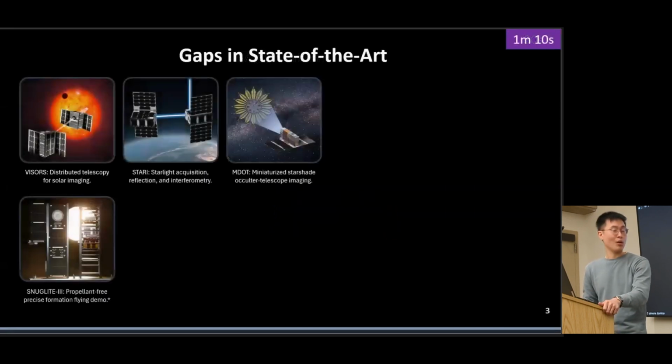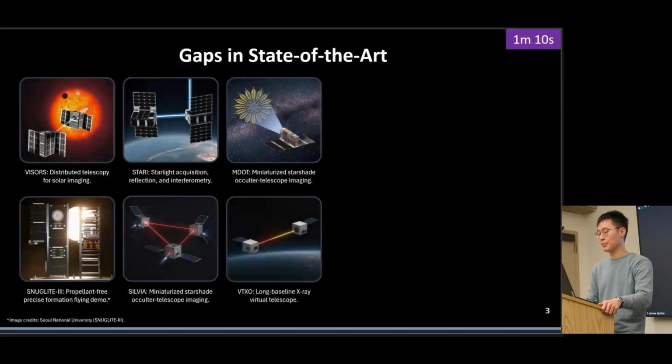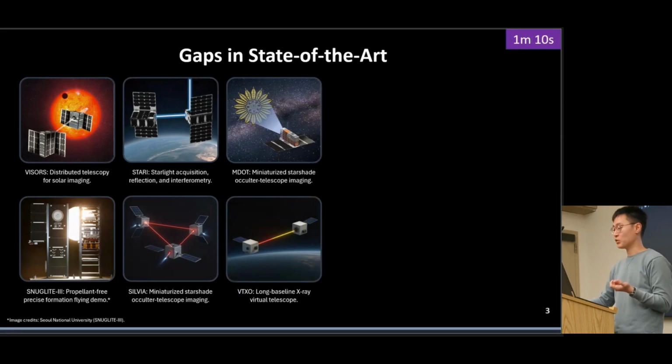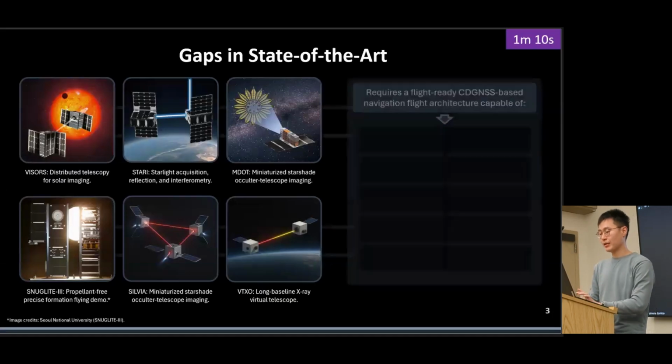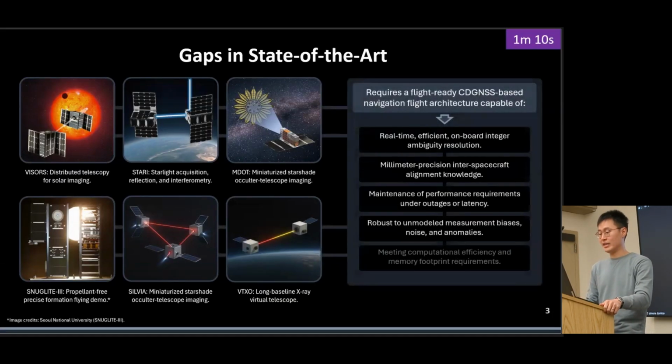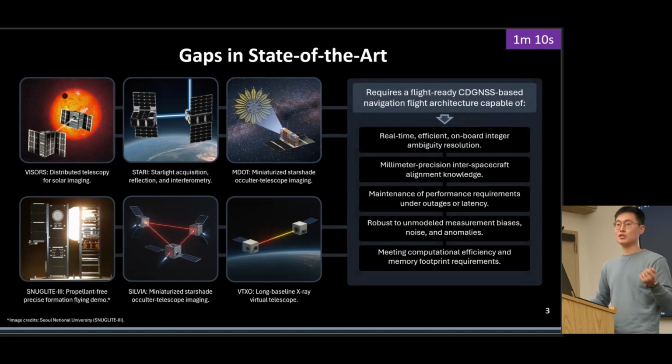Our paper presents a comprehensive survey of past and upcoming missions proposing the use of differential GNSS. Many of them include the use of IAR. These missions span distributed space telescopes, star shades, X-ray observatories, etc. And from this, many overlapping navigation requirements were identified. First, real-time onboard IAR is a shared proposed requirement across many of these missions that wish to incorporate sub-centimeter level inter-spacecraft alignment knowledge as part of their requirements. And this is made only possible with IAR.